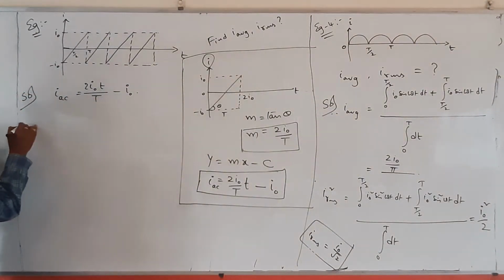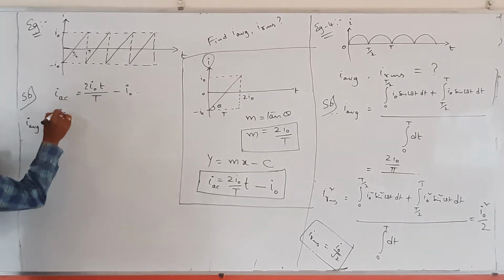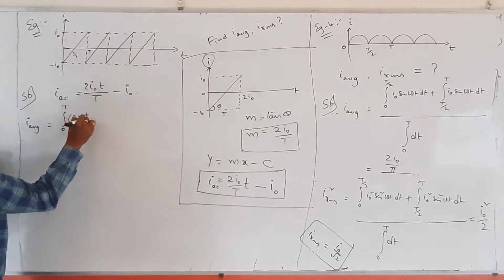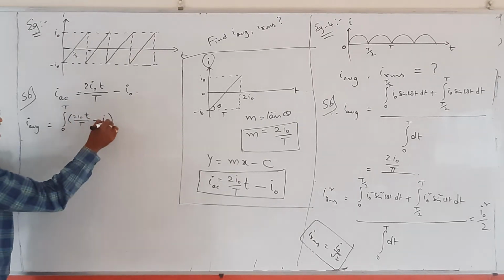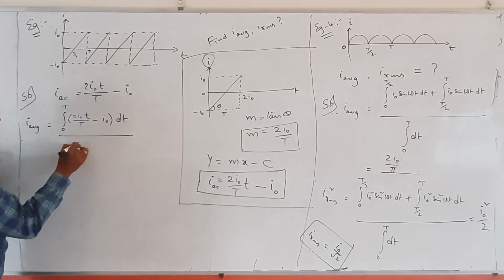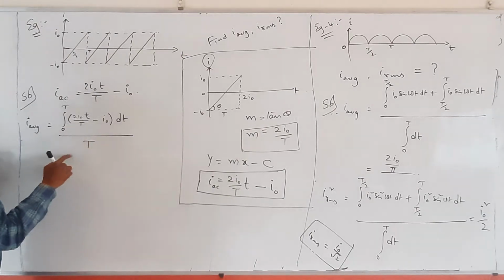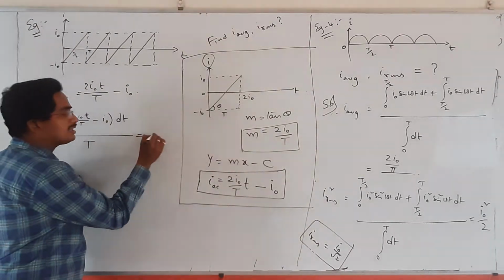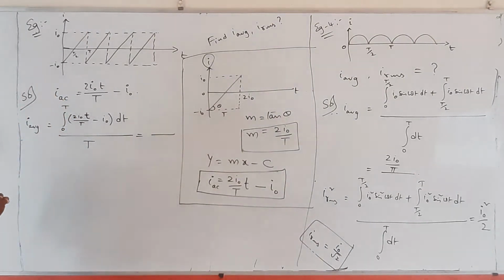Now we have to apply the formula. What is the formula for I average? Integral 0 to T of (2 I naught t by T minus I naught) dt by capital T, or integral 0 to T dt, which means T only. So if you solve it, you should get the answer there.